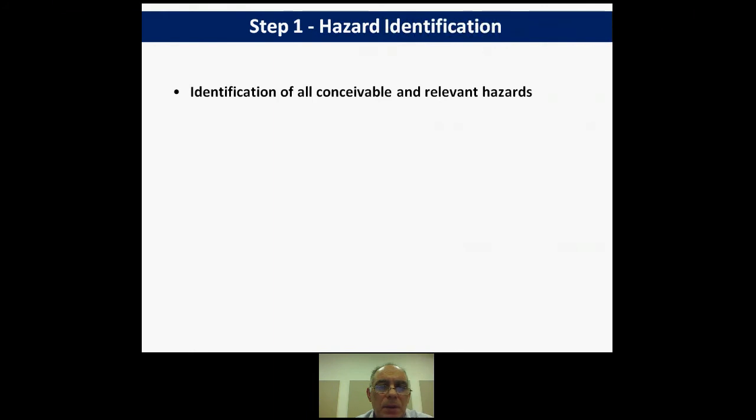Identification of all conceivable and relevant hazards. Okay, so, and as I said before, hazards are conditions which have the potential to cause harm, in other words, to cause some sort of accident which has some consequences either on people or the environment or property.